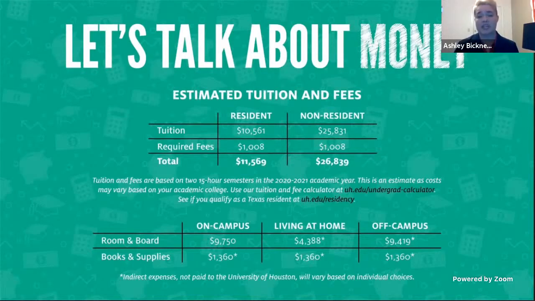You're not required to live on campus freshman year, but it is highly recommended. And so that's going to be kind of the average housing that can fluctuate a little bit depending on which residence hall you end up choosing to live in. Books and supplies, we estimate to be around $1,300. Of course, if you can always find it more affordable, we highly encourage that.